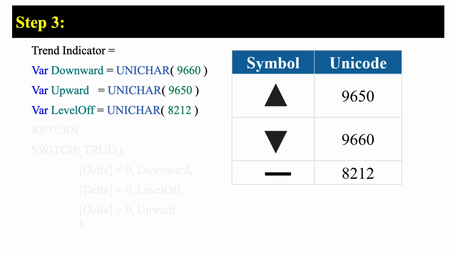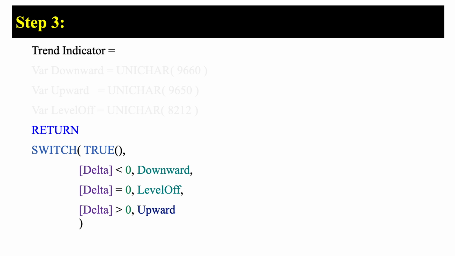And notice that we use the UNICHAR function for the Unicodes of the symbols. For instance, the Unicode of a downward triangle is 9660, and that's going to be the type of Unicodes we're going to use for all the symbols.